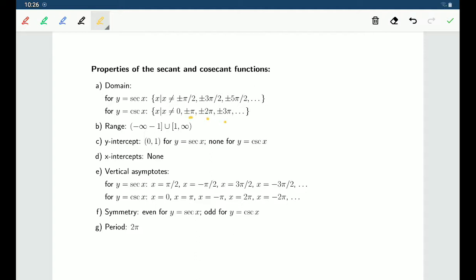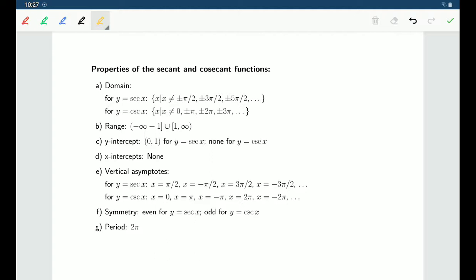At all of those places, those would be places where the sine function has an x-intercept, so those are all places where the cosecant graph would have vertical asymptotes, and those would all be places not in the domain of cosecant.